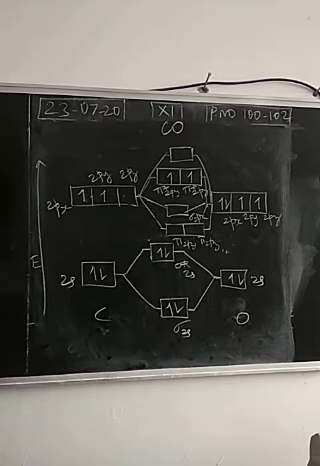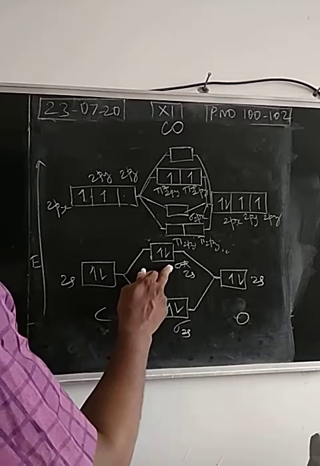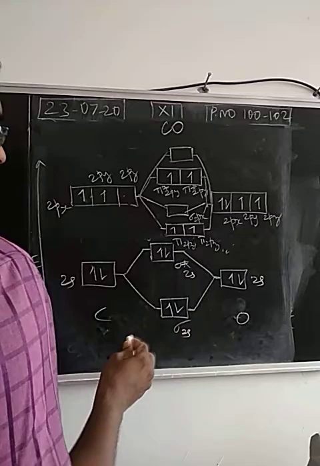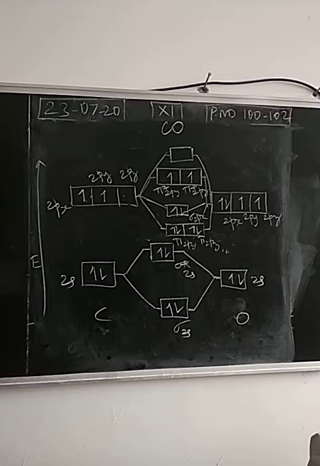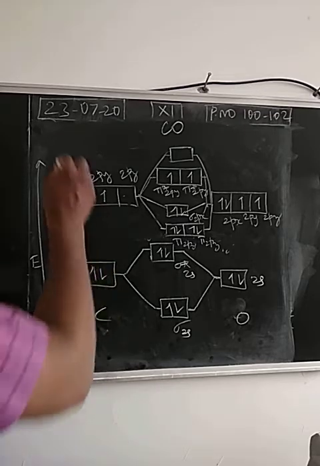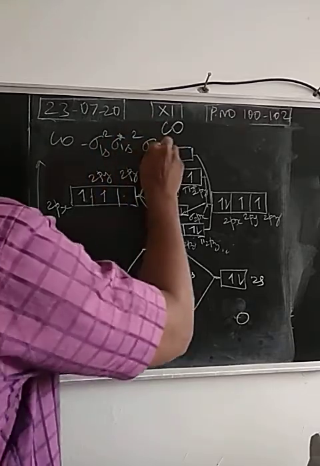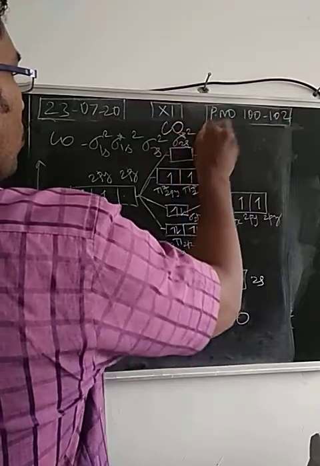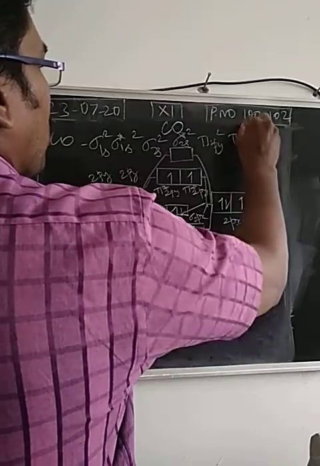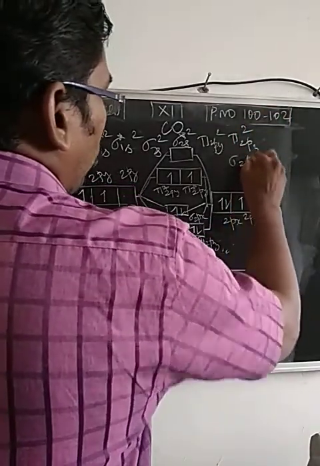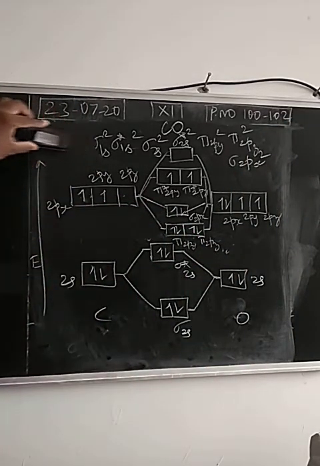Right. Now place the 10 electrons. First electron, second electron, third electron, fourth electron, fifth electron, sixth electron, seventh electron, eighth electron, ninth electron, 10th electron. So what is the electronic configuration of the molecule carbon monoxide? Sigma 1s2, sigma star 1s2, sigma 2s2, sigma star 2s2, then pi 2py2, pi 2pz2, sigma 2px2. Next one, calculate bond order.